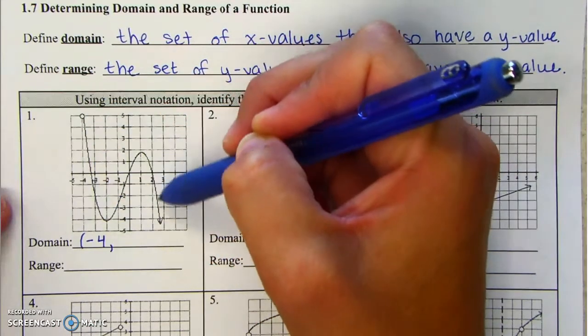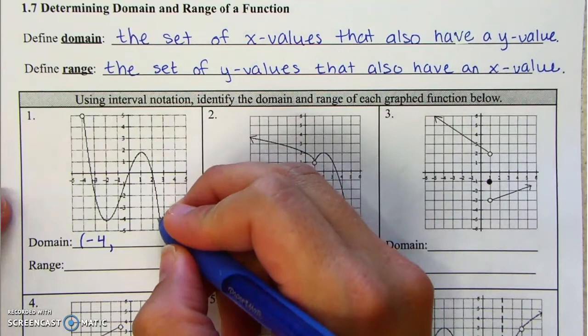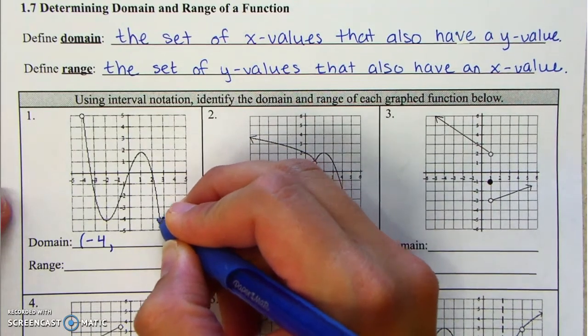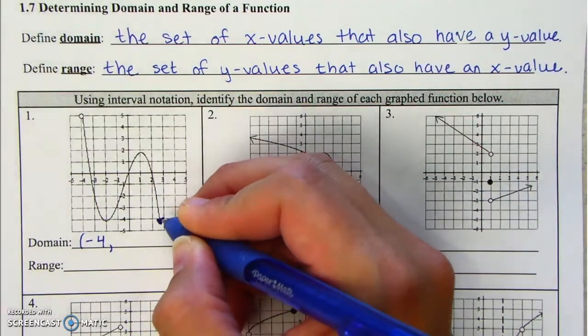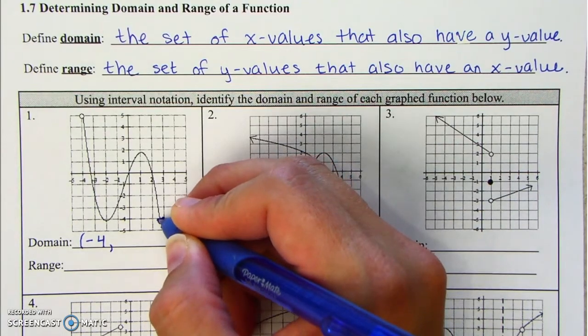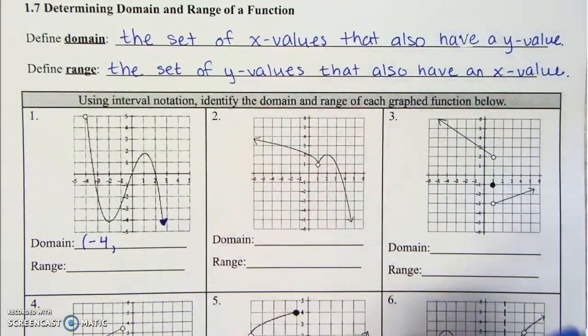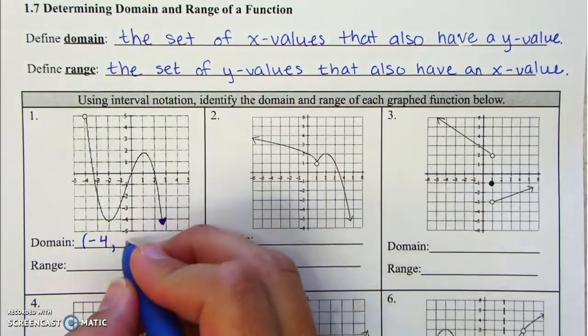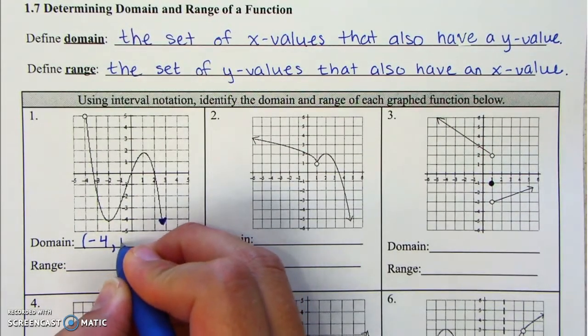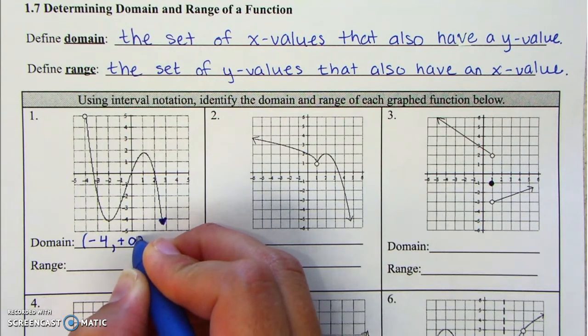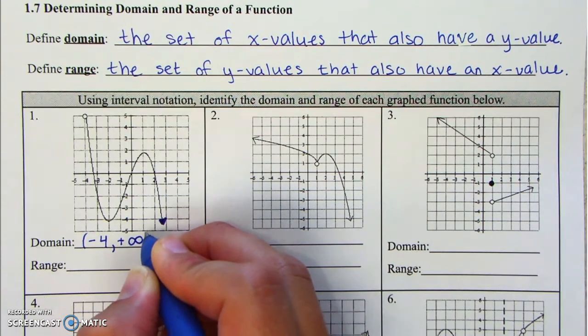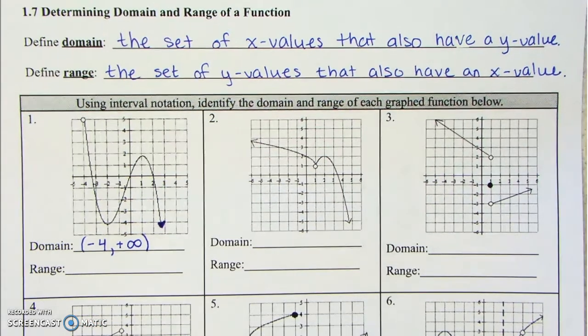Down, up, down. Now this arrow means that the graph does not stop at a certain point. This arrow means it goes to infinity. So the x's, it's going to go to x equals positive infinity. It's just going to keep going. Now, infinity can never be included, so anytime you have an infinity, it'll always be a parenthesis. Okay. Now let's talk about the range.